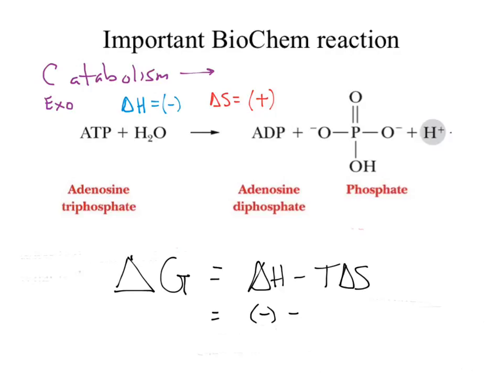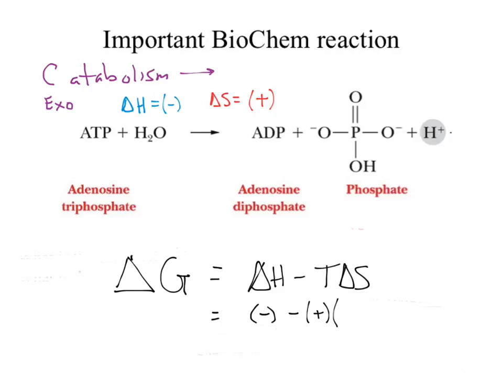What sign would our T, or what is T? Temperature. What sign would our temperature be? I can have negative degrees Celsius. I can have negative degrees Fahrenheit. I can't have negative Kelvin. When we're looking at our Gibbs free energy, we have to be on the absolute temperature scale, which means our temperature will be in kelvins, which means our temperature will always be positive.